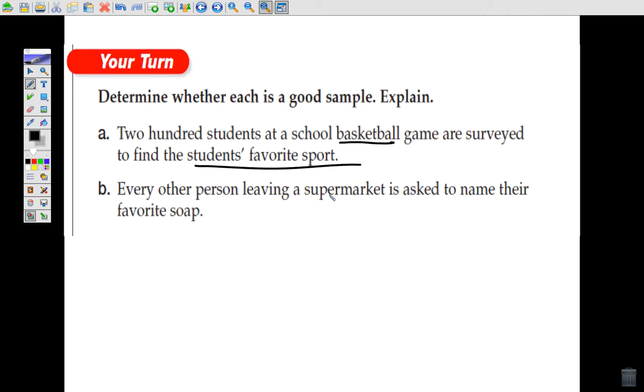Every other person leaving a supermarket is asked to name their favorite soap. That seems completely random, right? You're going to have a large enough sample. So I think that's pretty good. That's not a bad sample at all.